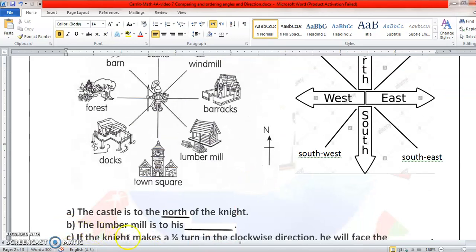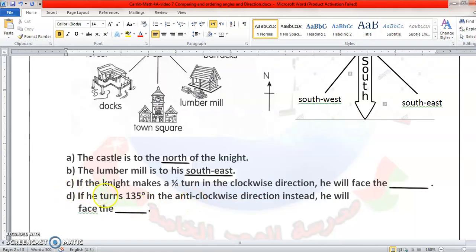Okay, so let's continue answering question B. The lumber mill is to his, with respect to the knight, the lumber mill is situated in the southeast. So we'll answer this southeast. Okay. All right. So let's continue.